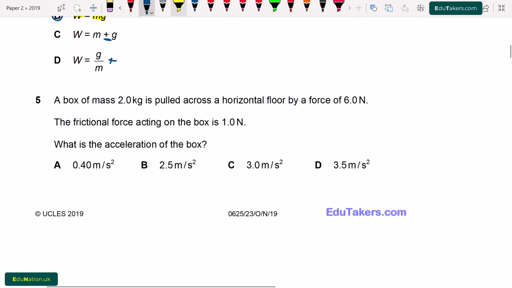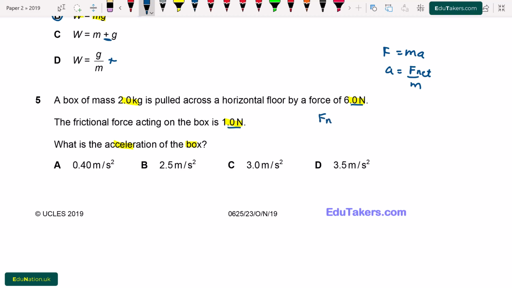Question number 5. A box of mass 2.0 kg is pulled across a horizontal floor by a force of 6.0 Newton. The frictional force acting on the box is 1.0 Newton. What is the acceleration of the box? So here we have to find out the acceleration. Acceleration is basically found by using Newton's law, that is F is equal to ma. From here, acceleration will be equal to force over mass. This force is basically the net force. Here two forces are given, that is 6.0 Newton and frictional force is 1.0 Newton.